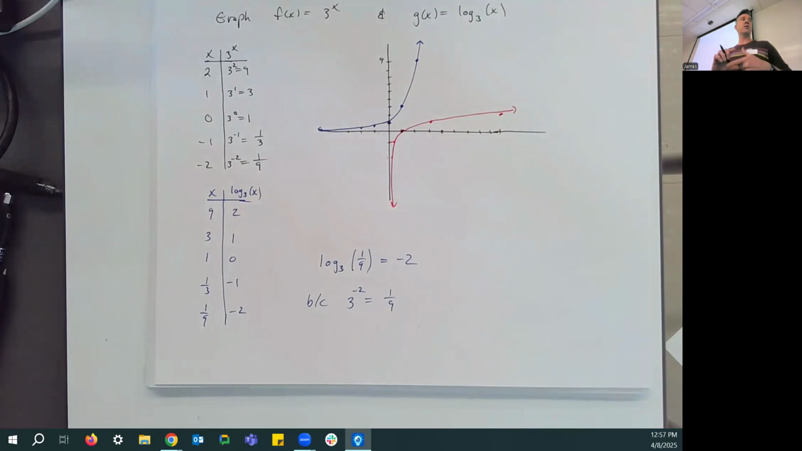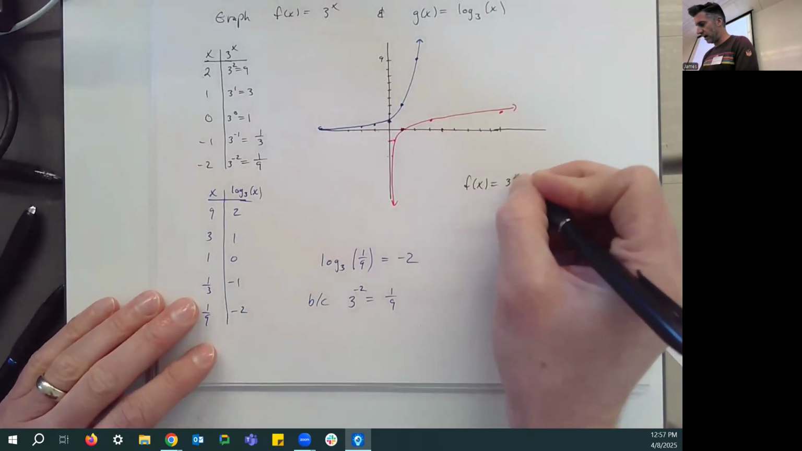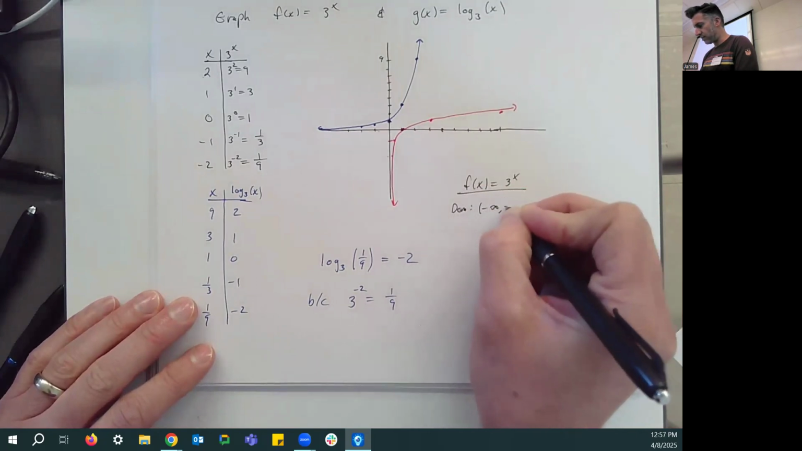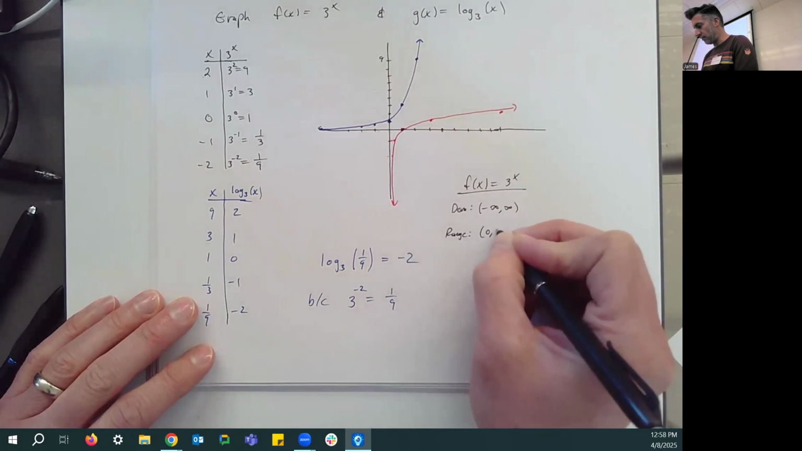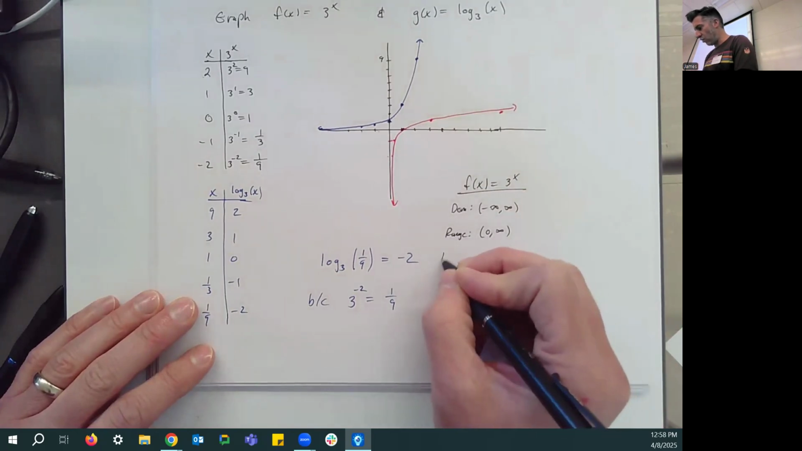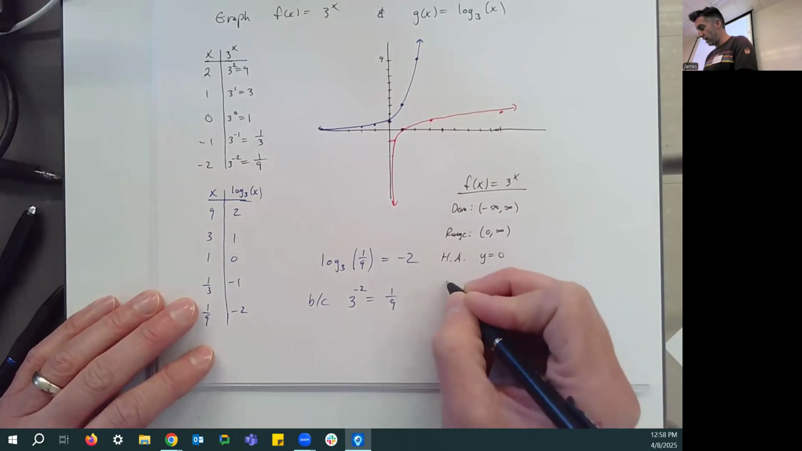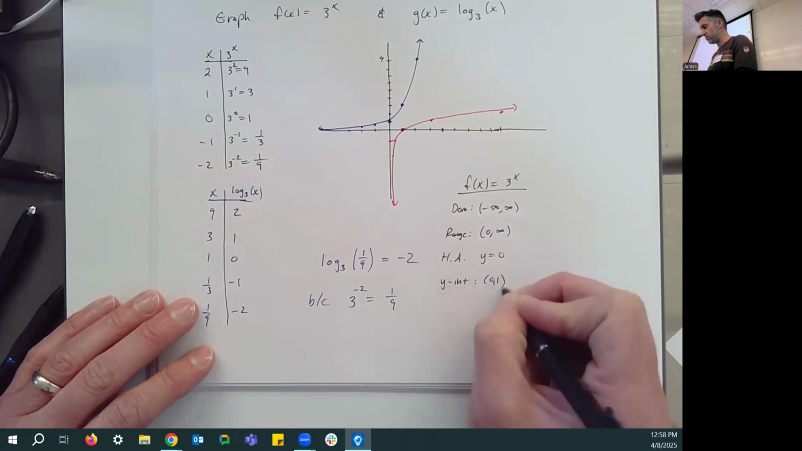And these two functions have all the same properties except switched. So for our f of x equal to 3 to the x, our domain is everything. Our range is all positive numbers. We have a horizontal asymptote at y equal to 0, and we have a y-intercept at 0 comma 1.